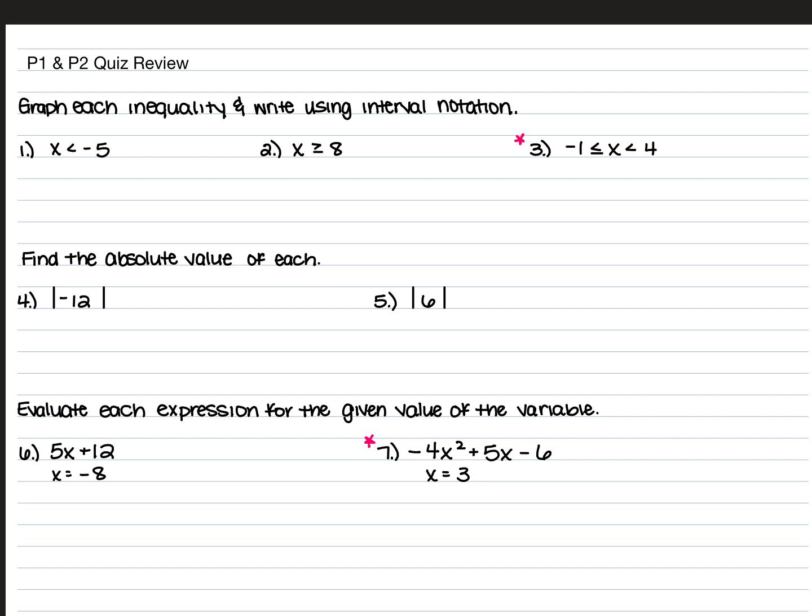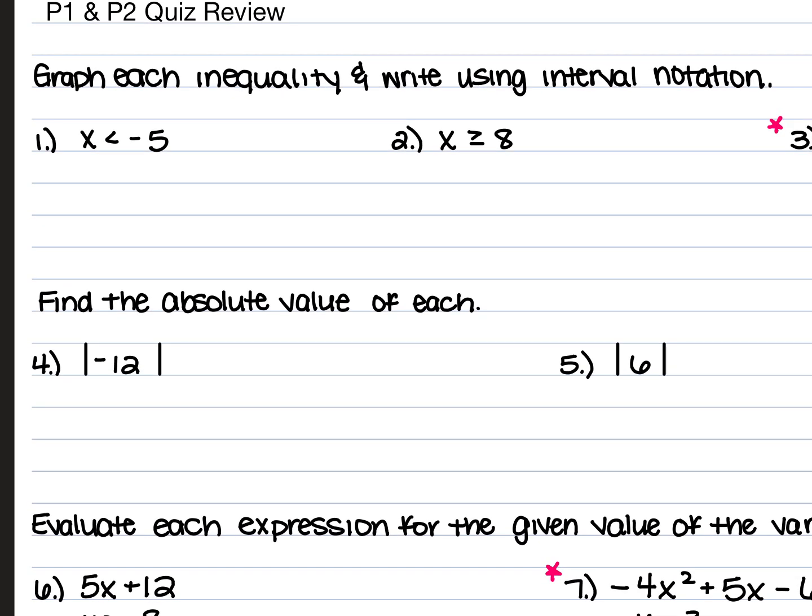For number 1, we have x is less than -5. So on this one, to graph the number line, you are going to draw out your number line, find the -5. Because this one is not equal to, you are going to put an open circle on it. In your inequality, the x comes first, so look at the sign and the way that it's pointed to. It points to the left, so your line will run to the left.